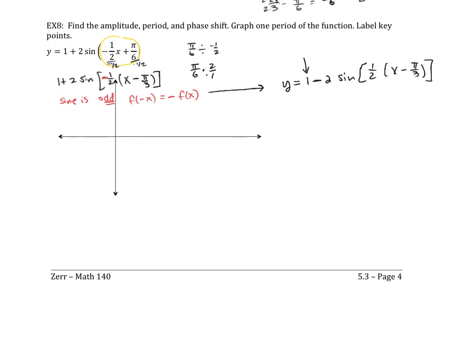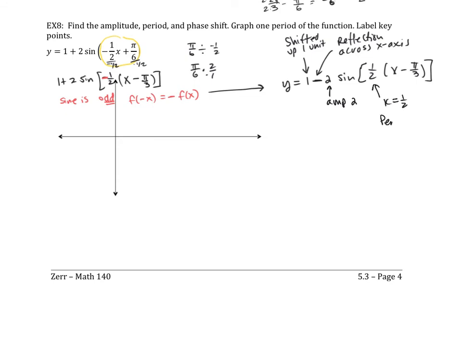This tells me I have a vertical shift up. All right, that minus means that I have a reflection across the x-axis. 2, that gives me my amplitude, which is 2. 1/2 tells me my k.